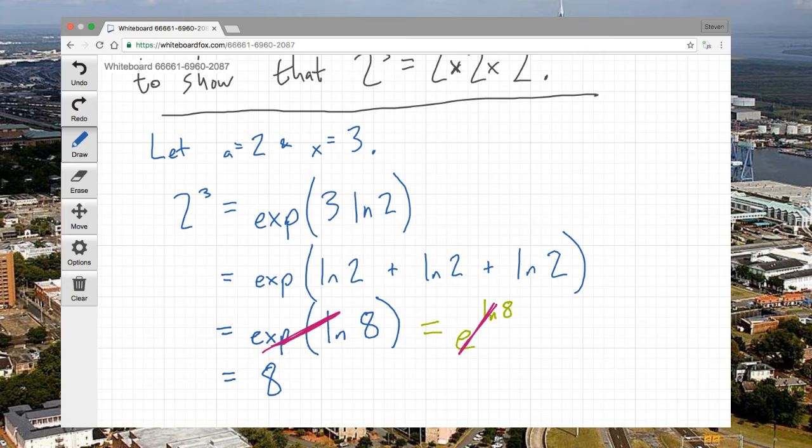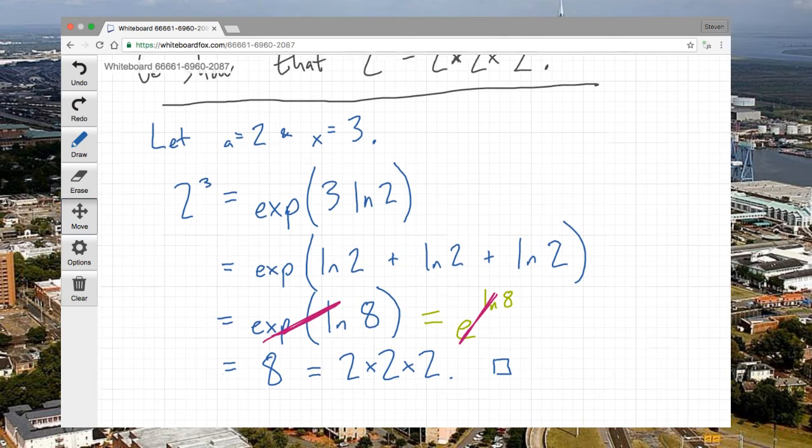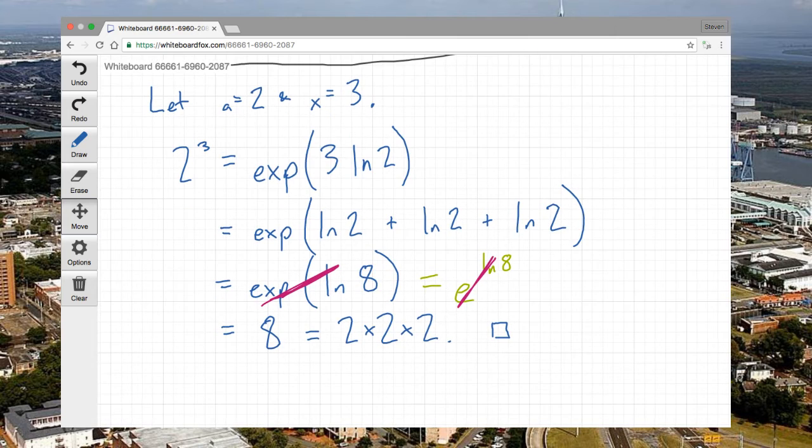2 to the third is 8, and 8, of course, as we know, is 2 times 2 times 2. And that finishes the proof right there for us. So, even though it's a weird-looking definition, and we need that because if we're not dealing with nice numbers like 2 and 3, we have to have it make sense for those numbers too. But it does make sense for the usual numbers, and it does work out.